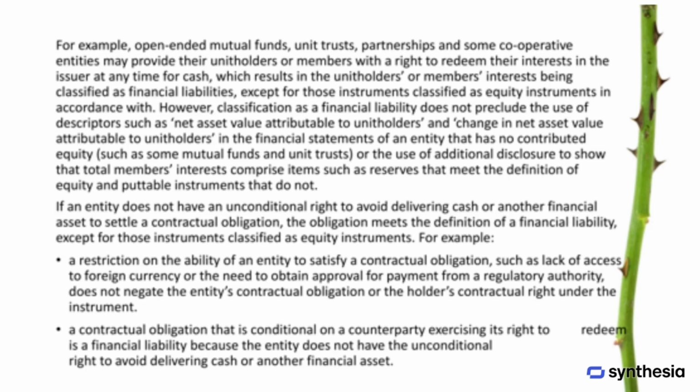If an entity does not have an unconditional right to avoid delivering cash or another financial asset to fulfill a contractual obligation, that obligation is considered a financial liability, except for instruments classified as equity. For example, restrictions such as limited access to foreign currency or the need for regulatory approval do not remove the entity's contractual obligation or the holder's right. Likewise, a contractual obligation that depends on the counterparty exercising its right to redeem is also treated as a financial liability because the entity cannot unconditionally avoid delivering cash or another financial asset.